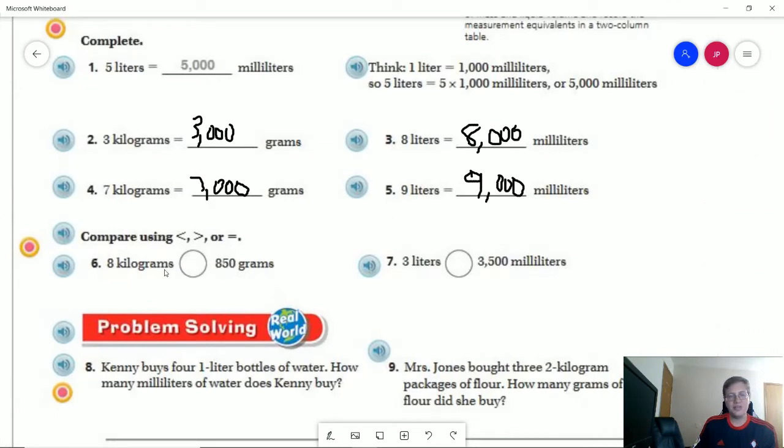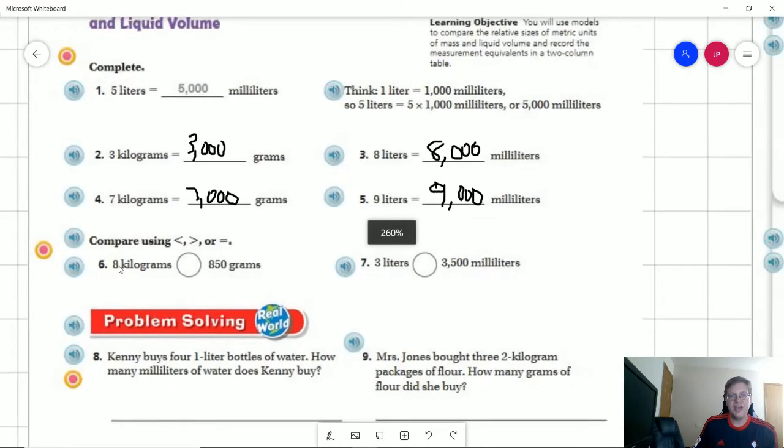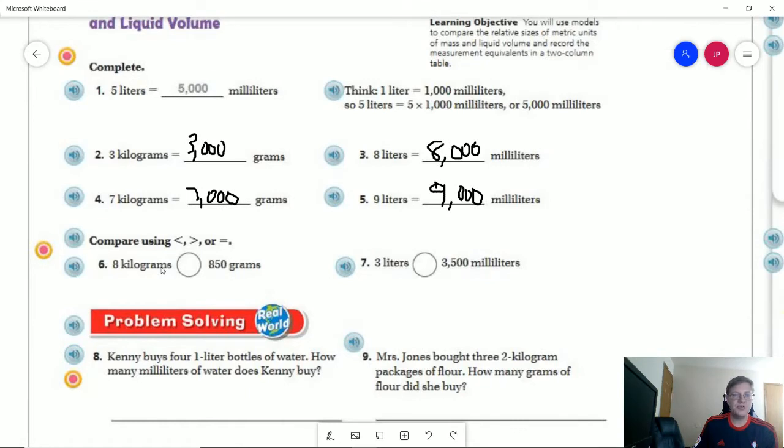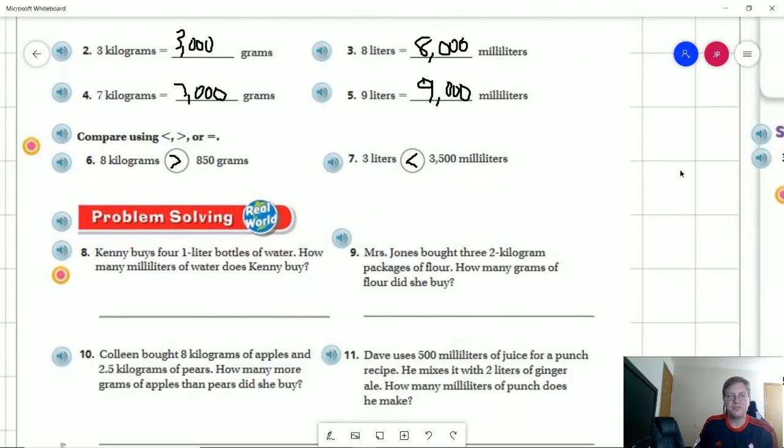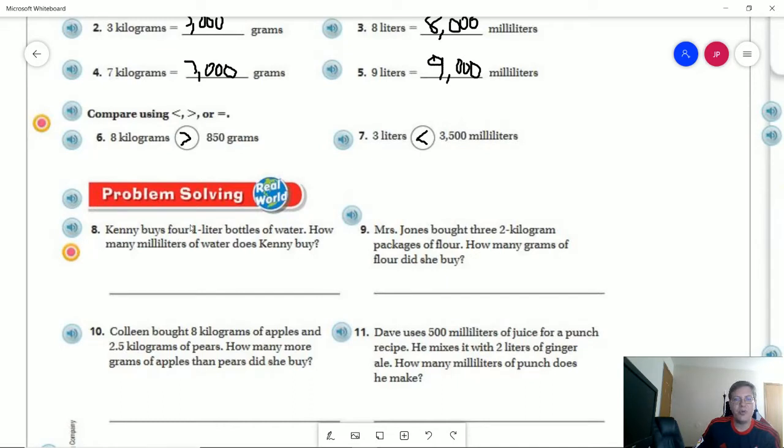So let's go down to number 6. We have 8 kilograms, which is equal to 8,000 grams, compared to 850 grams. So this side is going to be greater. 3 liters is equal to 3,000 milliliters. So comparing that to 3,500, we would use the inequality symbol less than. Number 8, if we have 4 1-liter bottles of water, that's going to give us 4 liters times 1,000 to get 4,000 milliliters.